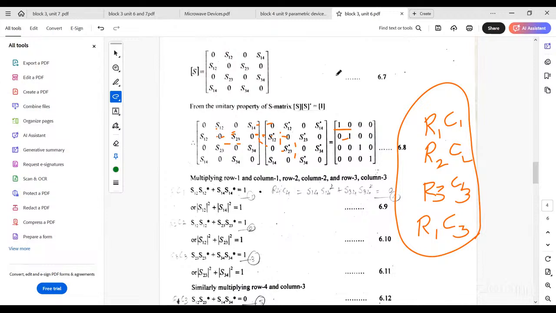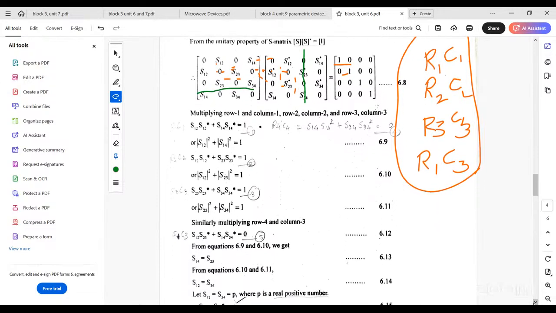Next, what we have to do? R3C3. What is the R3 line here? 0, S23, 0, S34. What is the C3 line? 0, S23 star, 0, S34. Multiply this one. The last one is R1C3 that you have to do.